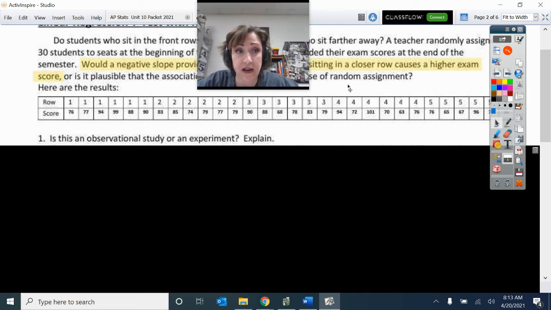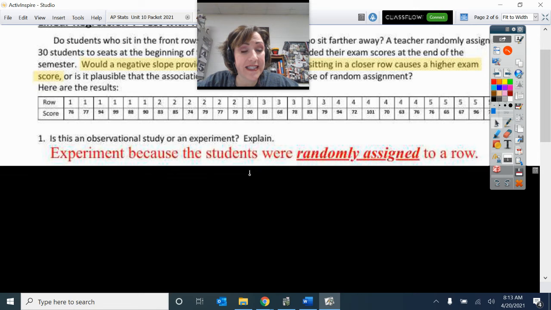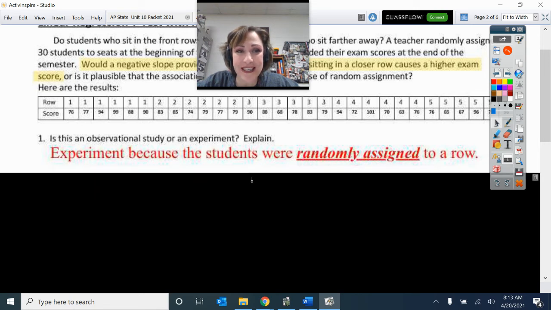What did we have? Well, if you remember, on the previous page, it described that the teacher, actually it says it here also, the teacher randomly assigns 30 students to seats at the beginning of the semester. So this random assignment means that it's an experiment, because the students were randomly assigned to a row.